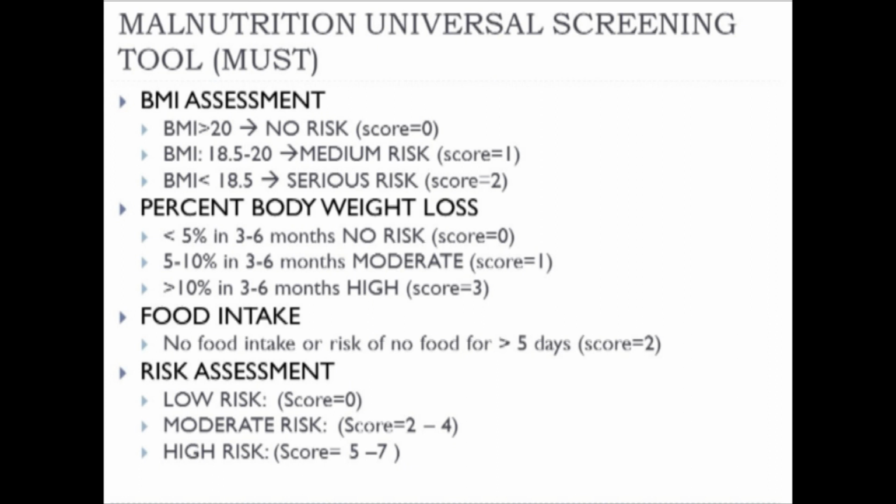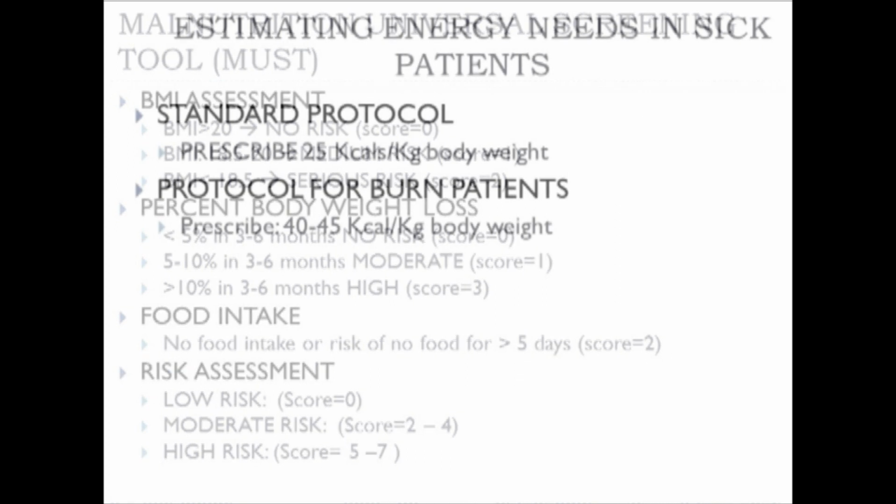So when we do the risk assessment, a score of 0 equals low risk, a moderate risk is 2 to 4, and a high risk is 5 to 7. This kind of assessment can be completed by a nurse, and of course if the assessment results indicate moderate risk or high risk, then a needs assessment would have to be implemented by a clinical dietitian. From this needs assessment, the dietitian then could make recommendations for a particular nutritional support to assist in patient rehabilitation.